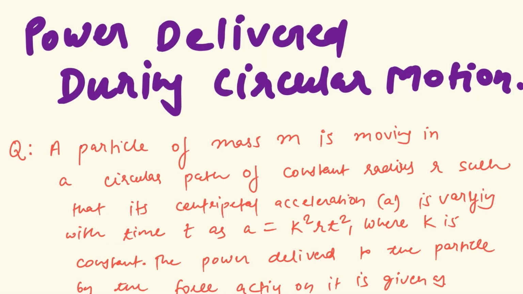In this video, we are going to solve one JEE Main problem. A particle of mass m is moving in a circular path of constant radius r such that its centripetal acceleration is varying with time t as a equal to k square r t square, where k is constant. The power delivered to the particle by the force acting on it is given by... So options are given. We have to find out what is the power delivered to the particle by the force acting on it.